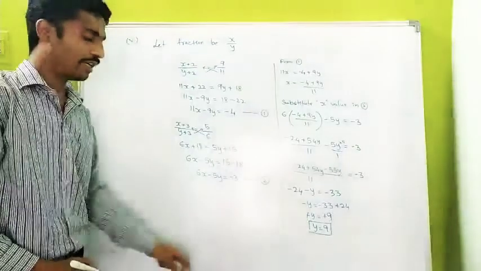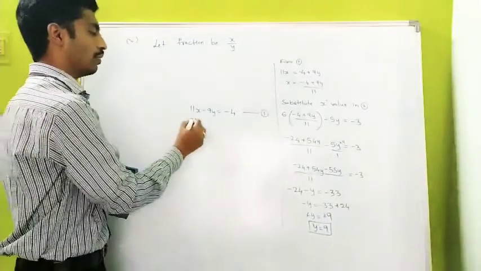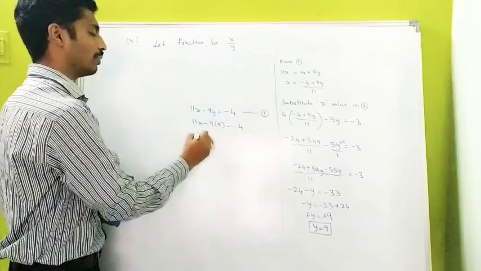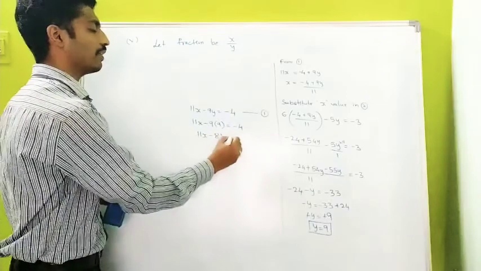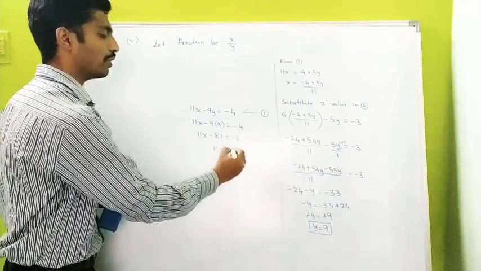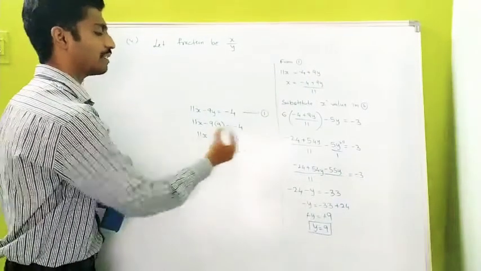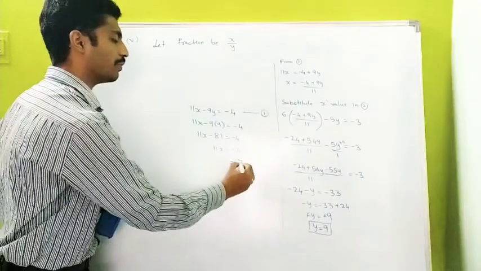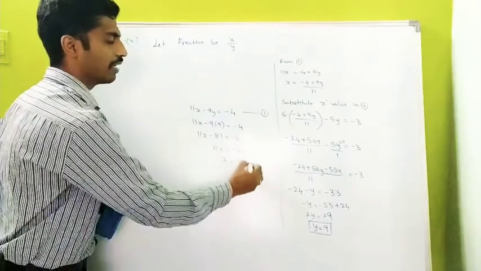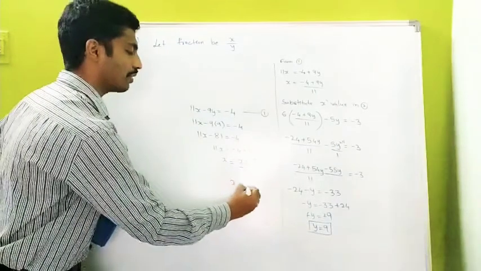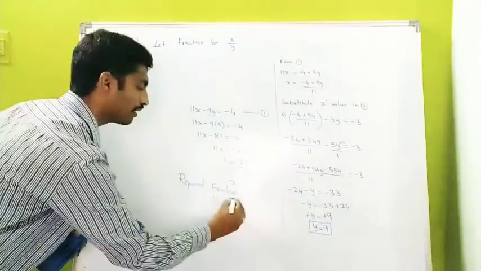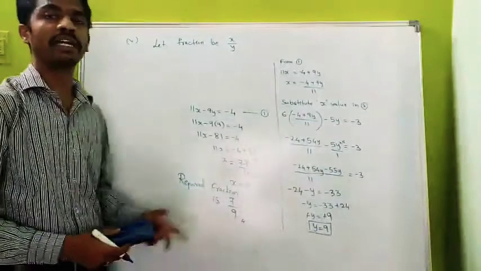Now y equal to 9. Substitute in any one equation. So 11x minus 9 into 9 equal to minus 4. So it will be 11x, 9 9s are 81, equal to minus 4. If I take 81 to the right side, it becomes 11x equal to minus 4 plus 81. So minus becomes plus, and 81 minus 4 will be 77. Here 11 is multiplied with x, so take 11 to the right side, it becomes division. 11 ones are 11, 11 sevens are 77. So x equal to 7. So the required fraction is x by y, where x is 7 and y is 9. So 7 by 9 is our answer.